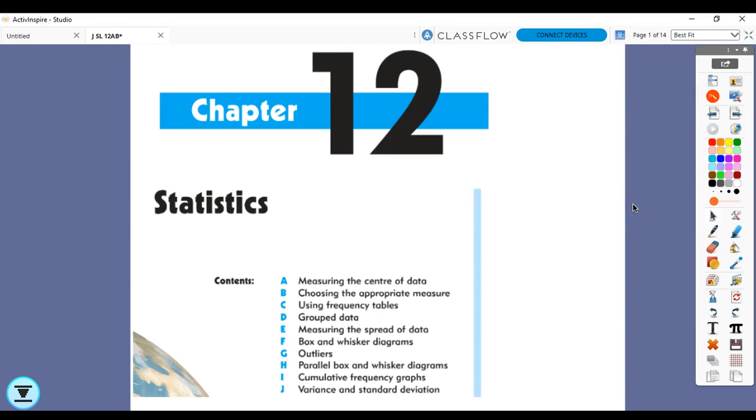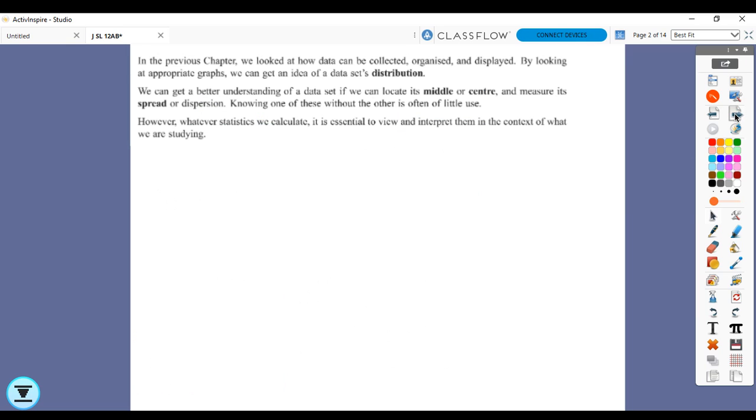Chapter 12 is all about getting into the specific pieces of statistics. In the previous chapter, we looked at how the data can be collected, organized, and displayed. By looking at the appropriate graphs, we can get an idea of the distribution, how the data is spread out, how it's set up, all that stuff.